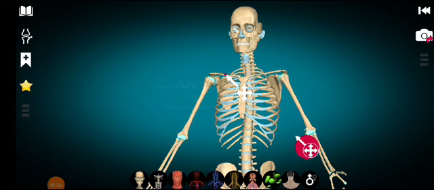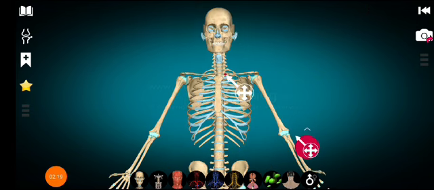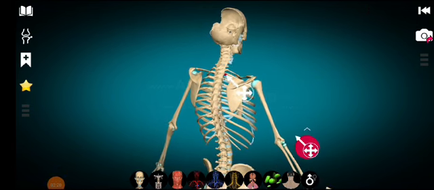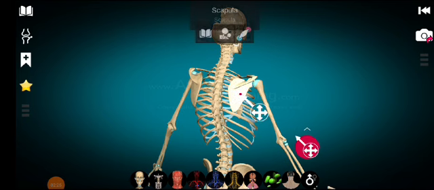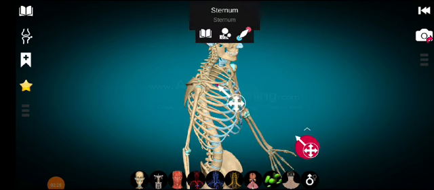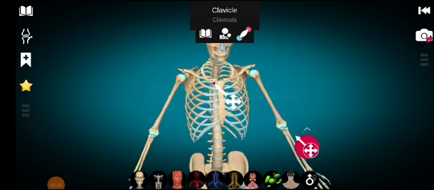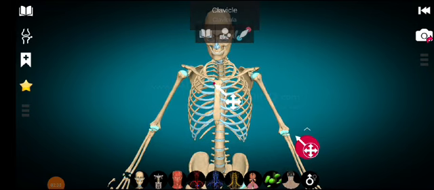So as you all know, we have 206 bones in our body. Out of 206, there are 80 bones in our axial skeleton, and subtracting 80 from 206, it will be 126. So now we have 126 bones in our appendicular skeleton. Now, what are the bones that form the shoulder girdle? You can see over here, this is the scapula, and this is the clavicle. So the scapula and clavicle collectively form the shoulder girdle.